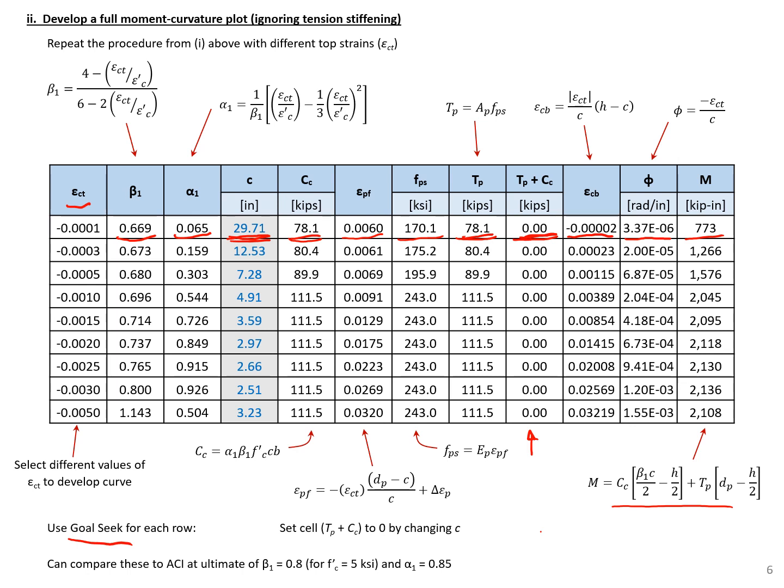The other thing that we can do is we can compare our beta 1 and our alpha 1 to what we would get with ACI. And you can see our beta 1 is about the same, or is the same as we would use in ACI. And the alpha 1 is a little higher using the Collins and Mitchell expressions than what we have in ACI. And I highlighted the 0.003 because that's the strain in the top fiber that ACI assumes when the concrete crushes.